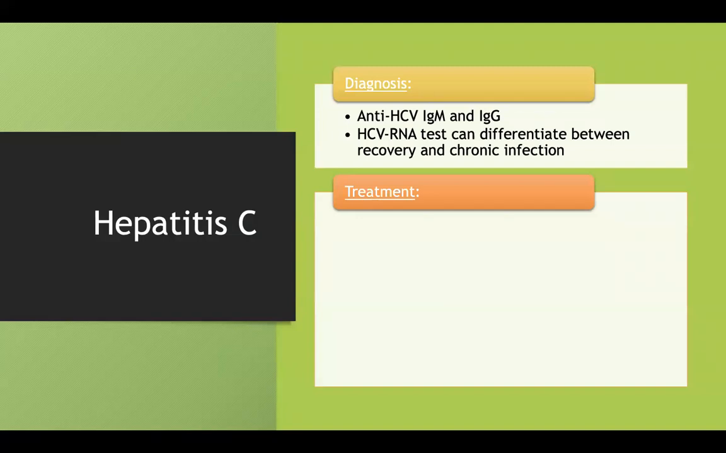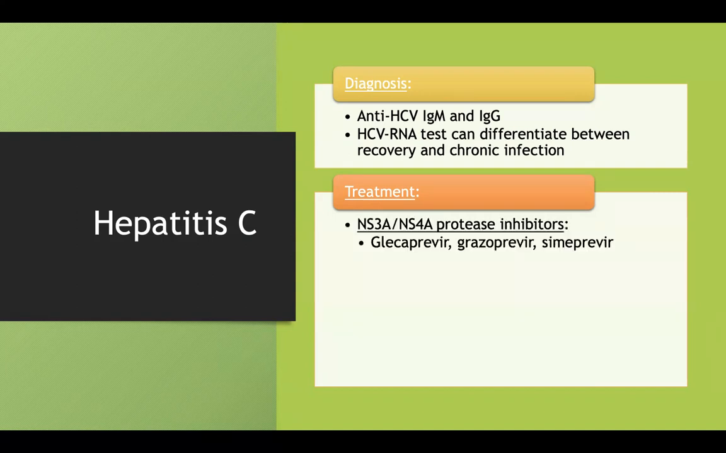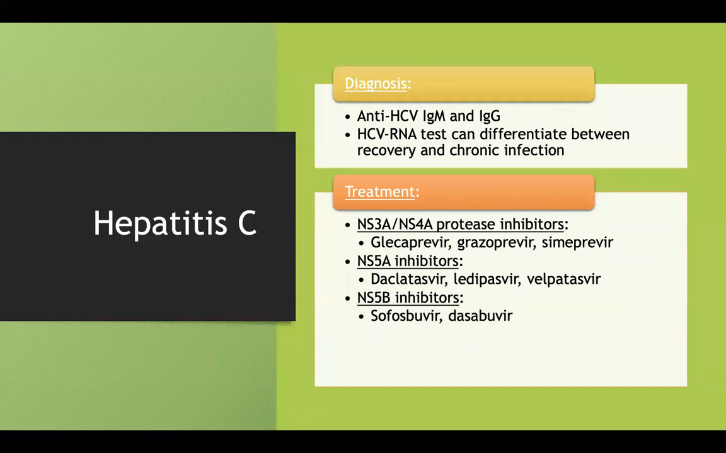There are several hepatitis C treatments. I've never taken too much stock in these, so I apologize if you were hoping that this section would be the one time you learn all these different names. There are a ton of different protease inhibitors that you can learn. There's the NS3/4A protease inhibitors like glecaprevir, grazoprevir, and simeprevir. You can have the NS5A inhibitors like daclatasvir, ledipasvir, velpatasvir. And finally, you can have the NS5B inhibitors like sofosbuvir and dasabuvir.